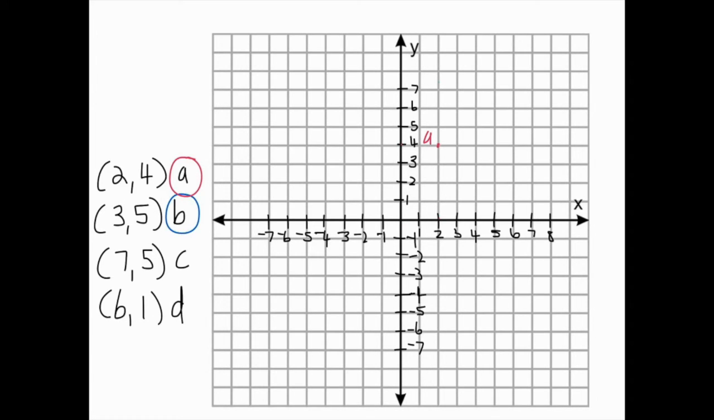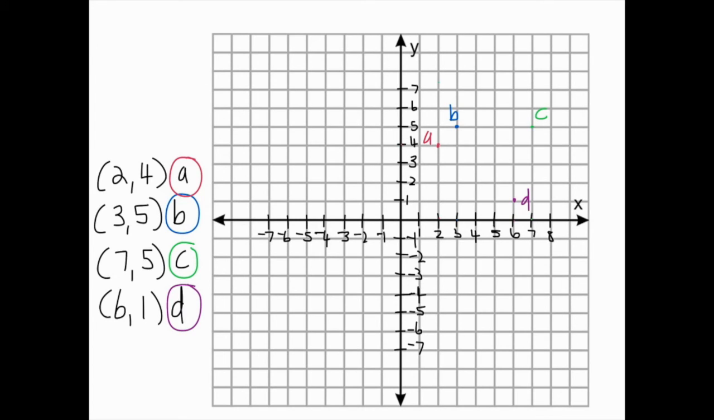Point B, the coordinates are 3, 5, so I'll travel along to 3, then up to 5, and that is B. C, coordinates of 7 and 5, travel along to 7, then up to 5, labeling that C. The coordinates for D are 6, 1, so I will travel along to 6 on my x-axis and then up 1 to 6, 1 and mark that with D.